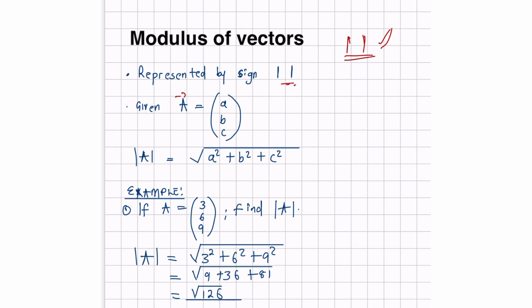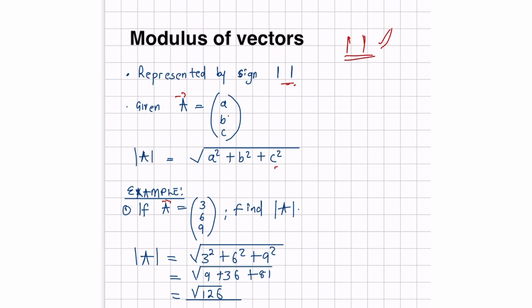you square each and every element of your vector. So it's a, you square it, b, you square it, c, you square it. So the square root of all that is what is going to give you the modulus of a vector. So, for example, you are given that the vector A is (3, 6, 9). Find the modulus of A. This is how the question will be asked.